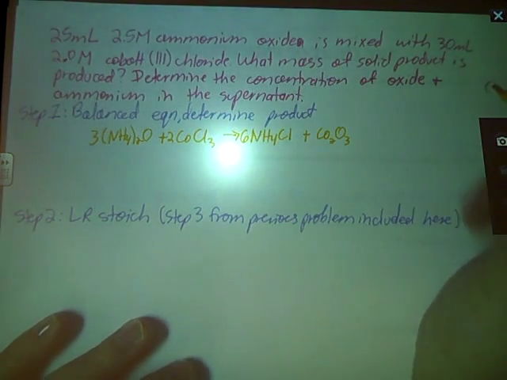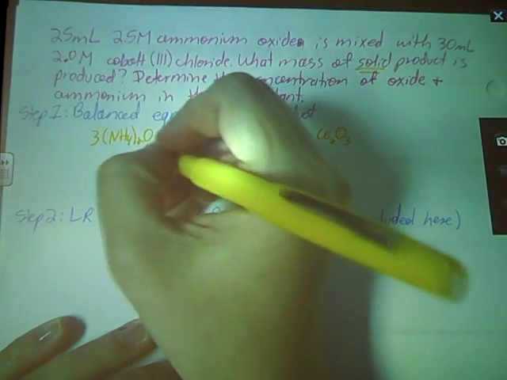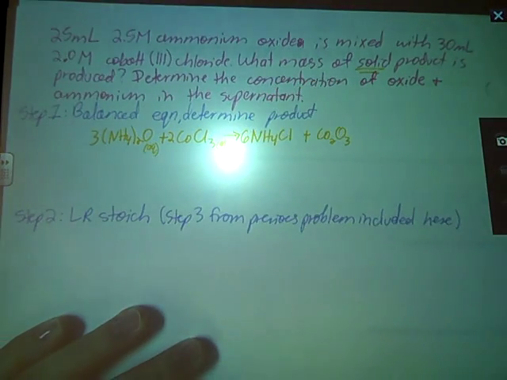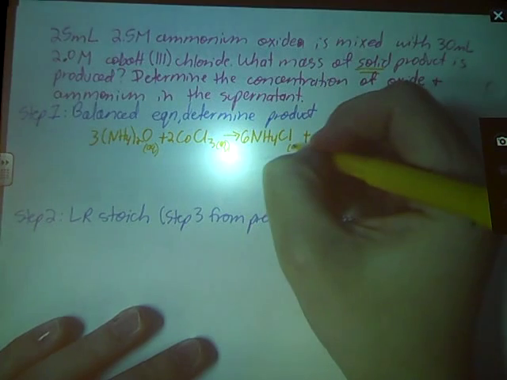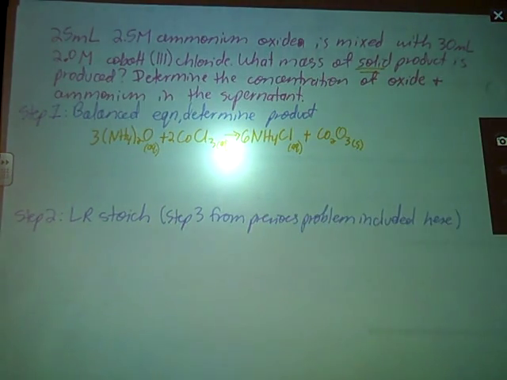Who is our solid product that they're asking me about? Ammoniums, anything with an ammonium, soluble. Metal and a halogen, soluble. Ammonium, soluble. Oxide, there it is, insoluble.